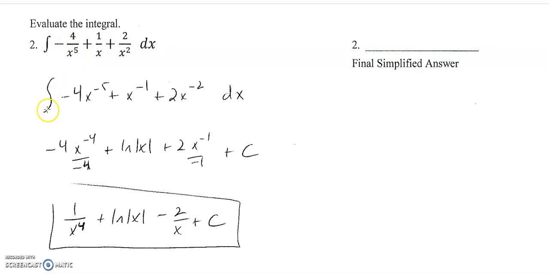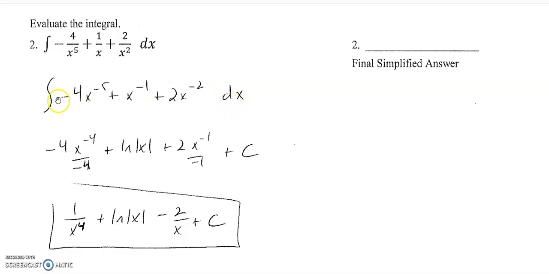So integral, just rewriting it, minus 4, x to the 5th moves to the numerator, so it's x to the negative 5. Plus 1 over x can be rewritten as plus 1, or just x to the negative 1. So it's x to the 1 moves up to the numerator as x to the negative 1. Plus 2 stays, and then x squared moves up to the numerator as x to the negative 2 dx. We rewrite it as integral of negative 4x to the negative 5 plus x to the negative 1 plus 2x to the negative 2 dx. We have not taken the integral yet.